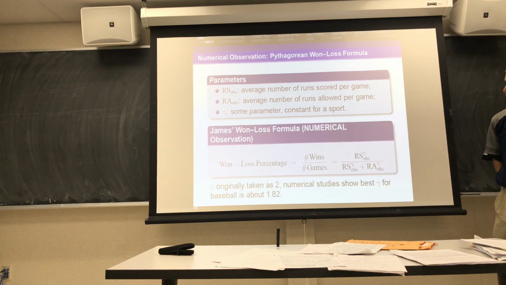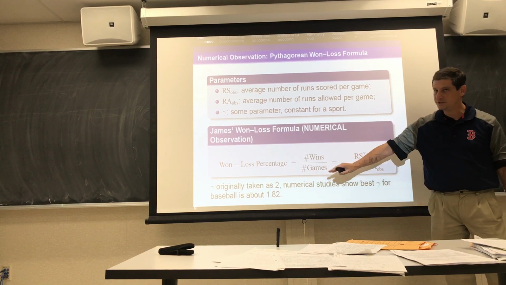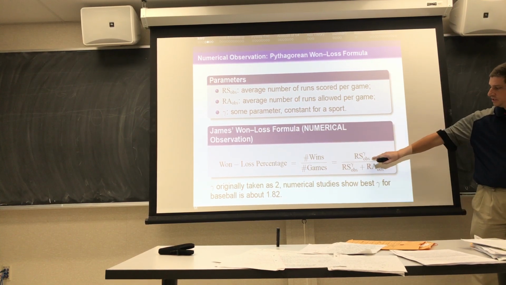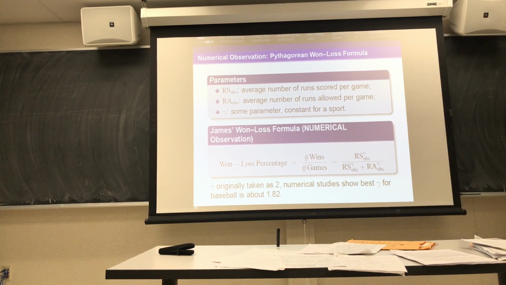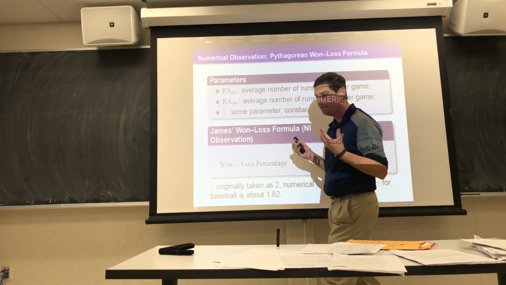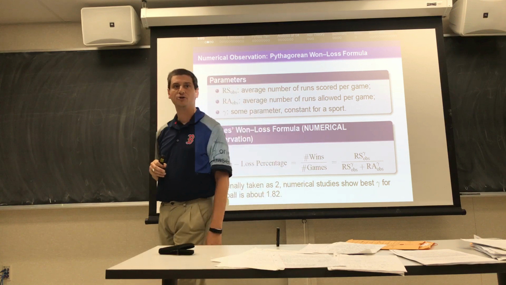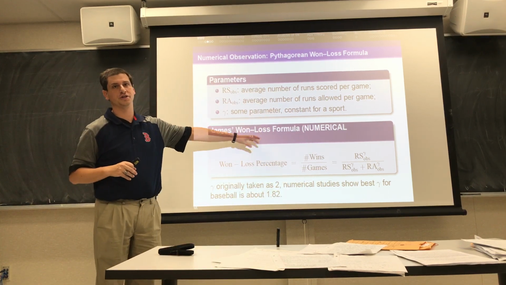All right, so here's the formula. A team's winning percentage, number of wins divided by number of games, is approximately runs scored to the gamma over runs scored to the gamma plus runs allowed to the gamma. What's nice about this is it's a really simple algebraic formula. This is the 21st century. We don't need really simple algebraic formulas. We have computers that can crunch through this.